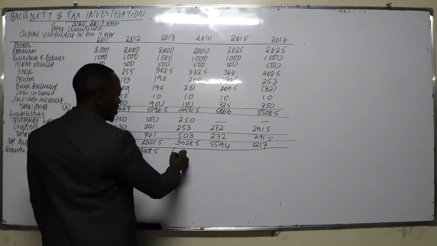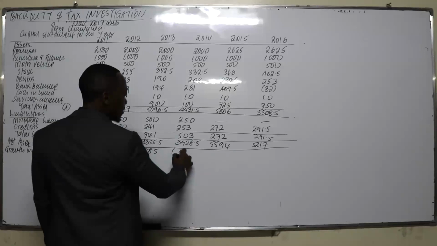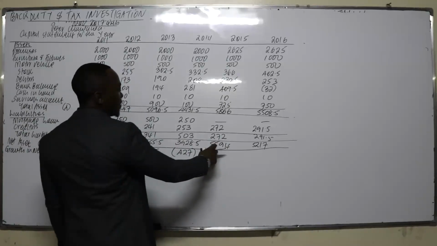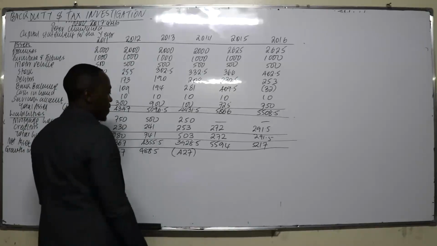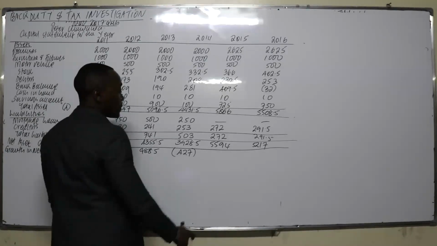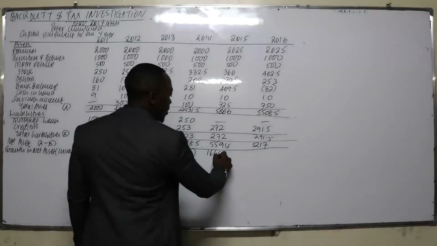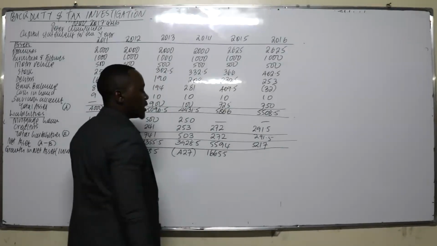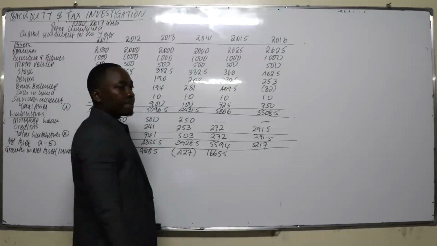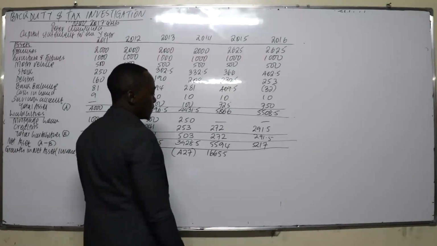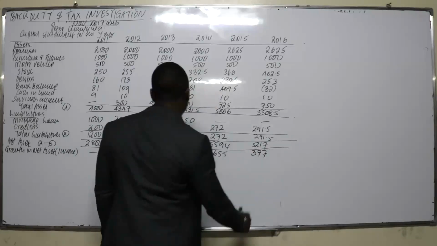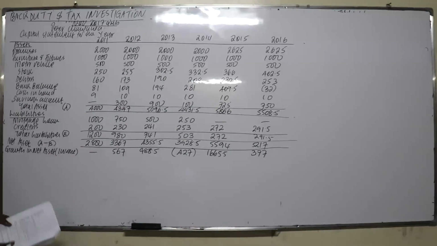Sorry? 127. 427. From 5,594 to 5,5. 5594 to 5217. Sorry? 77. So now we have our growth in net asset, which will be regarded as our income.